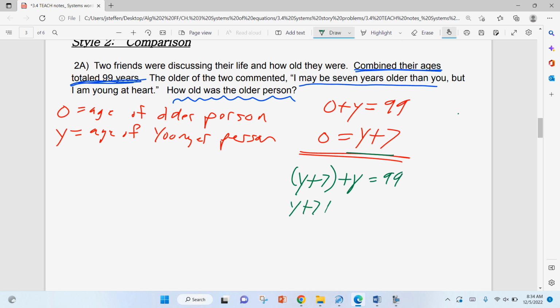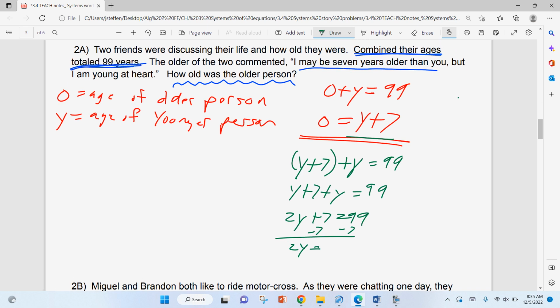So if you take out your parentheses, Y plus Y is 2Y plus 7 is equal to 99. And now we have a two-step equation. Subtract 7. 2Y is equal to 99 minus 7 is 92.